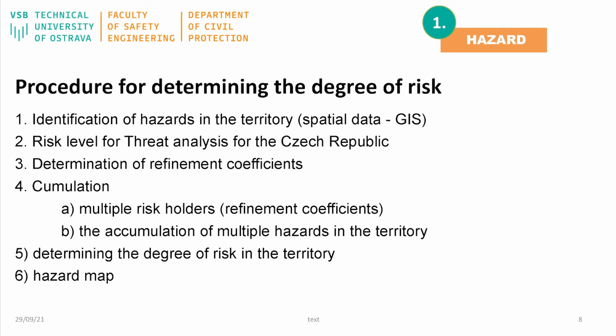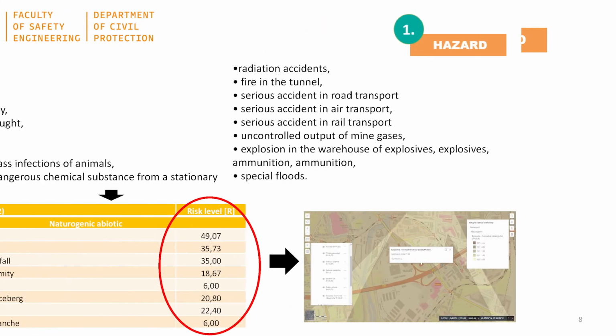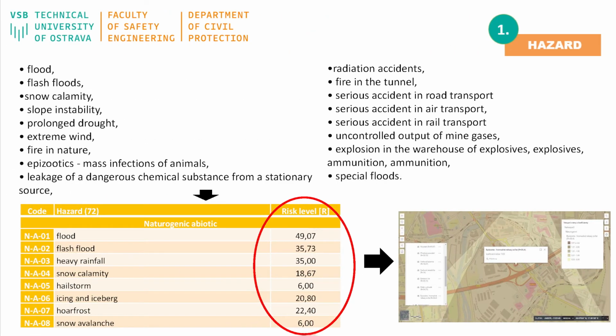And next we accumulate, and together it is risk. For example, when you have snow and you have a flood, it is the risk together. And next we determine the degree of risk in the territory, and next is the hazard map. Here is the information about how many hazards in the Czech Republic were identified in these tools. Yes, there is a flood, and a special case, a fire in the tunnel, but it's other things that happen in the territory.